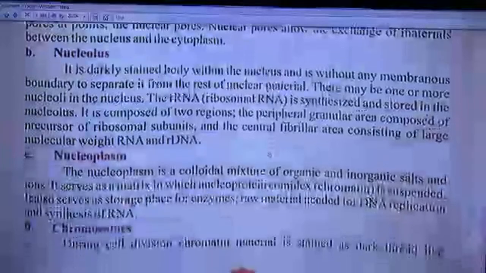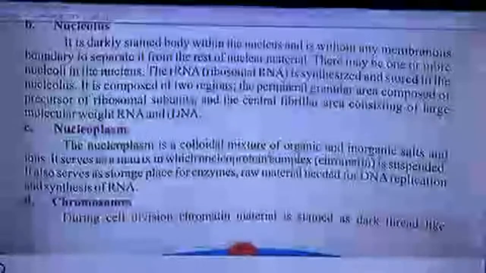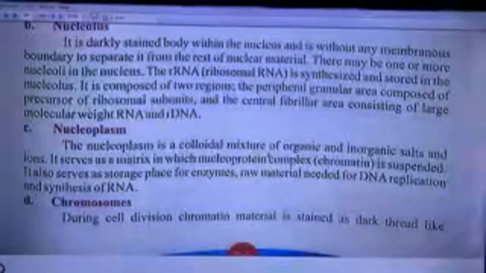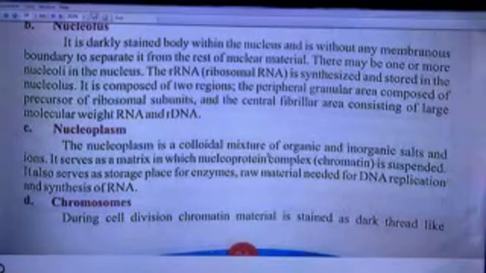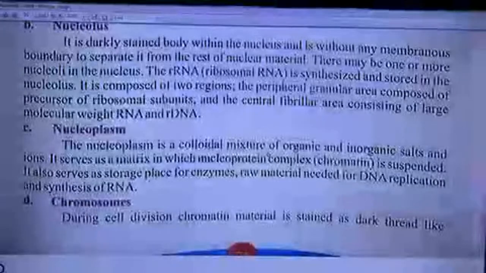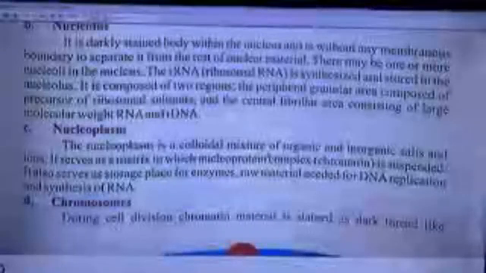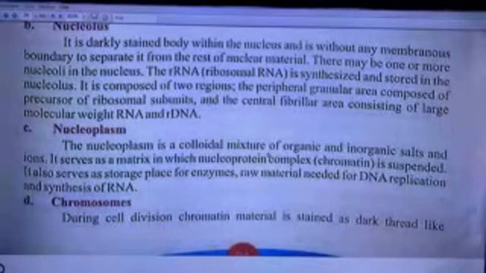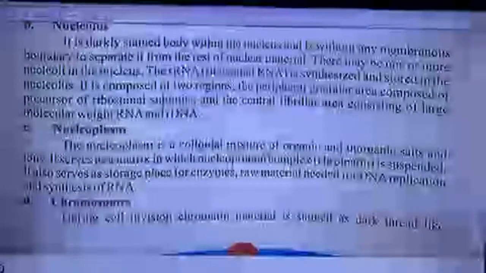Nucleolus. It is a darkly stained body within the nucleus and is without any membranous boundary to separate it from the rest of the nuclear material. There may be one or more nucleoli in the nucleus. The ribosomal RNA in the nucleolus is composed of two regions: a peripheral granular area composed of precursors of ribosomal subunits, and a central fibrillar area consisting of large molecular weight RNA and rDNA.